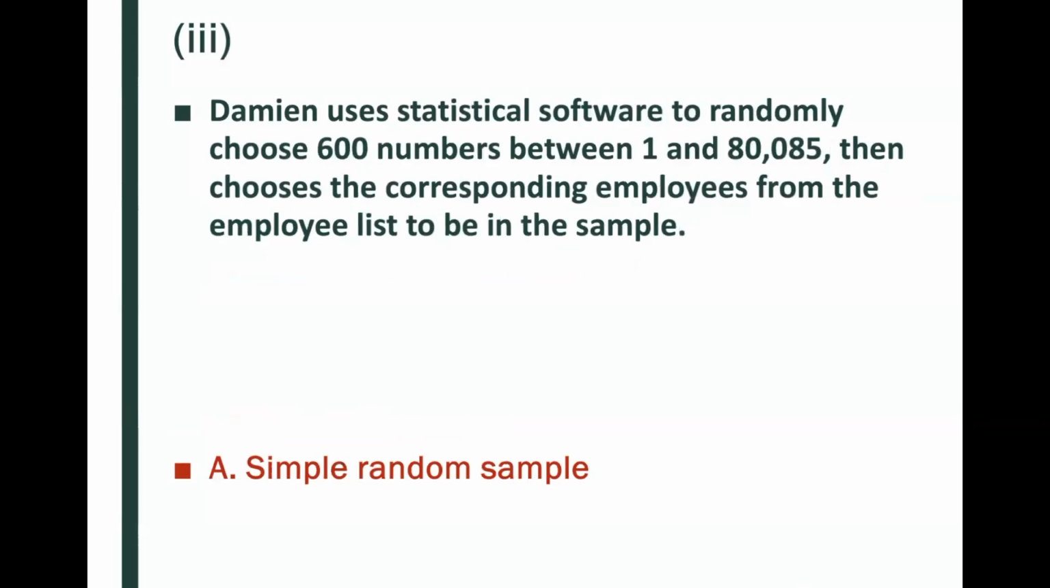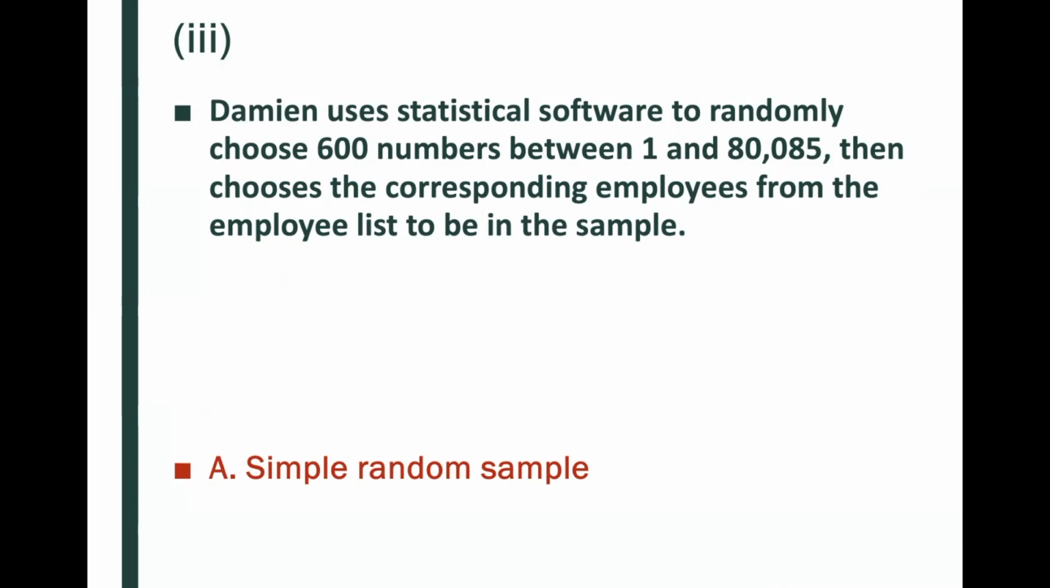Damien uses statistical software to randomly choose 600 numbers between 1 and 80,085, then chooses the corresponding employees from the employee list to be in the sample. So this is an example of simple random sampling. Essentially what the statistical software is doing is basically putting all of the employees in a hat and then choosing the employees randomly. But here, obviously, the software does this all by computing.